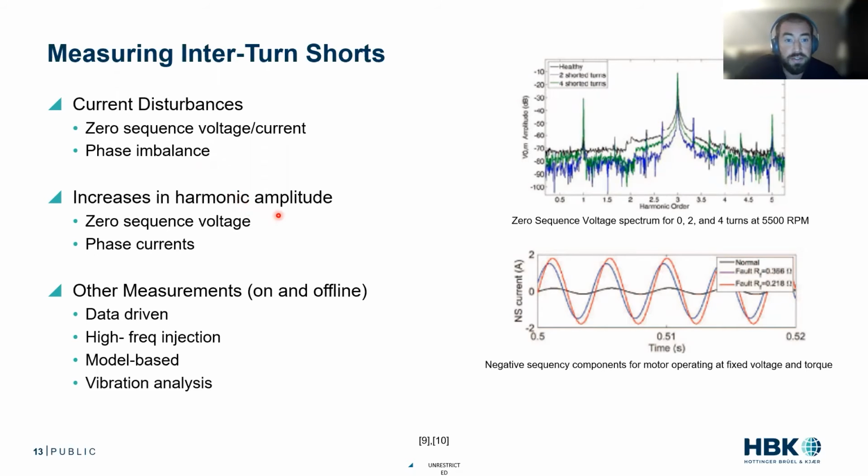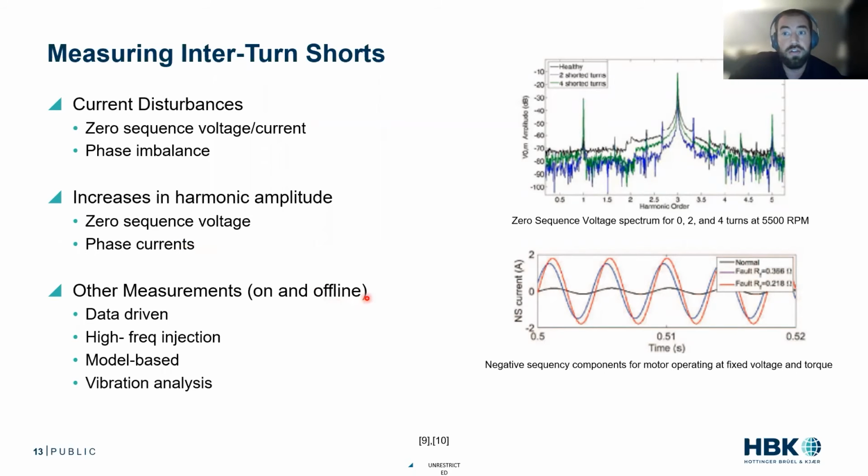Increases in harmonic amplitude. Again, we can look at the harmonic profile, not just of the zero sequence, but of the phase currents. Certain harmonics will start to peak under conditions of short circuits. So we can look at our harmonic profile, and if we see things creeping away from known values, we can indicate that there's a failure that's going to happen or that has already started.